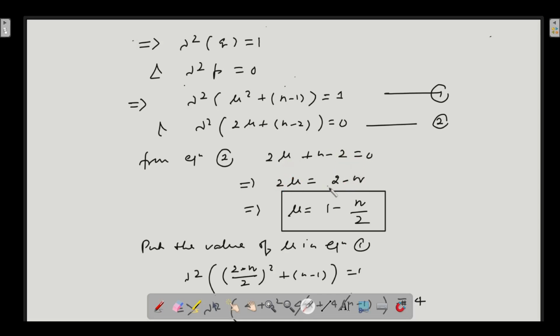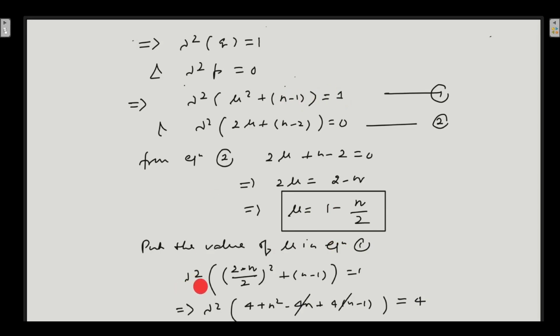So mu will be equal to what? Divide both sides by 2. So mu is equal to 1 minus n by 2. Now put this value of mu obtained from equation 2 in equation 1.